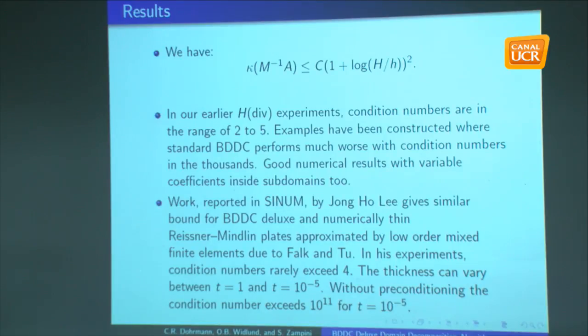Okay, and for the Reissner-Mindlin plates, it's an interesting case. I mean, we love problems which are extremely ill-conditioned, and then coming up with preconditioners which have very tiny condition numbers. So for example, if you have a very thin Reissner-Mindlin plate, we might have a condition number of the problem which is 10 to the 11. And then when we apply the BDDC Deluxe, the condition numbers rarely are more than 4.